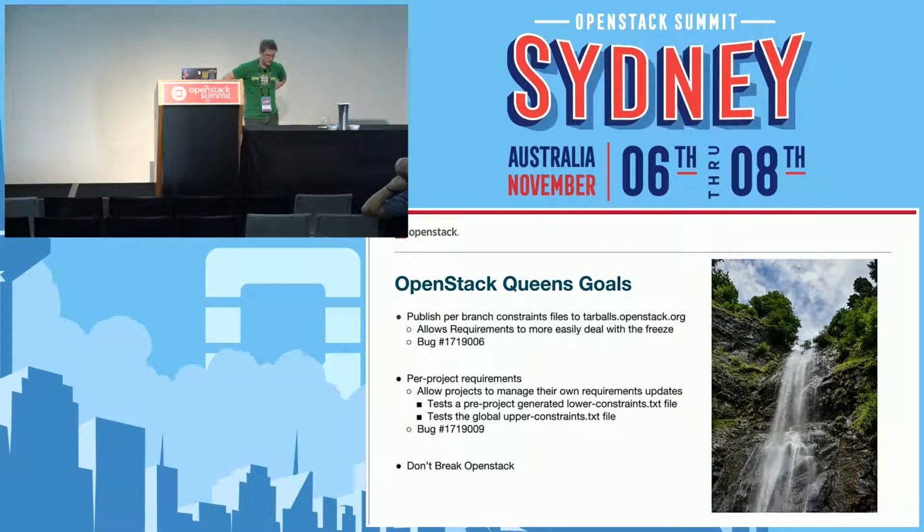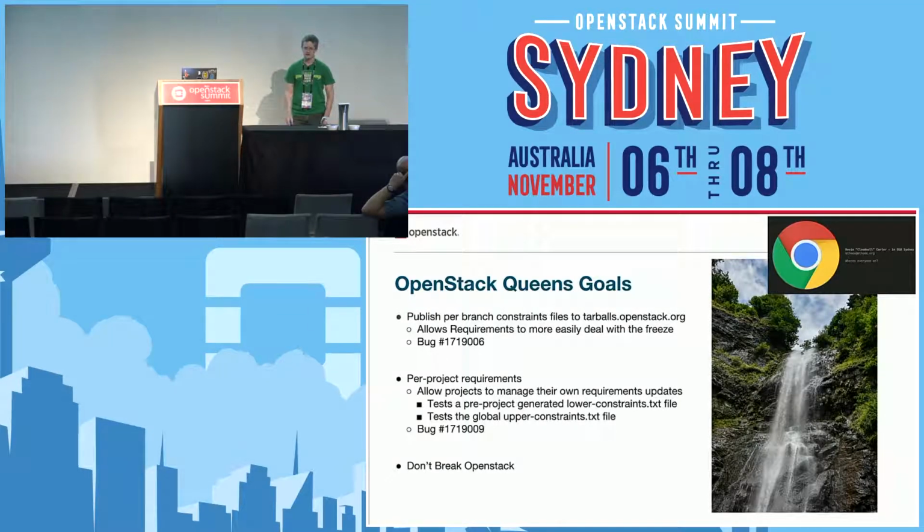This will allow projects to more or less manage their own requirements versions. So the particular use case is Swift, where they want to be able to say that they support older versions of different libraries than the rest of OpenStack.